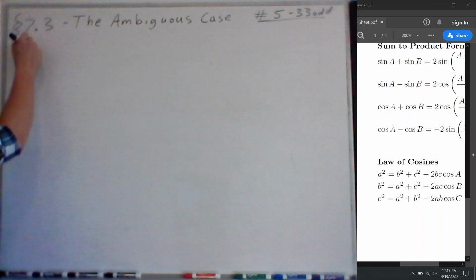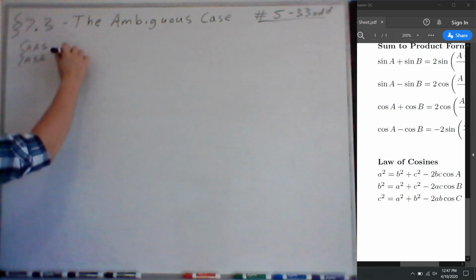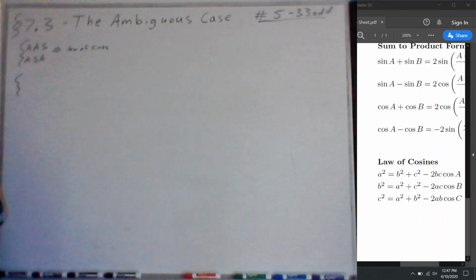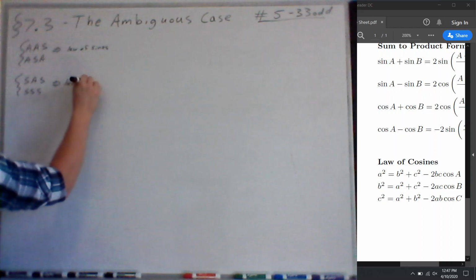So for situations where we have an angle, and a side, or angle, side, angle, we already know that this is good for the law of sines. In situations where we saw side, angle, side, or side, side, side, this was good for law of cosines.